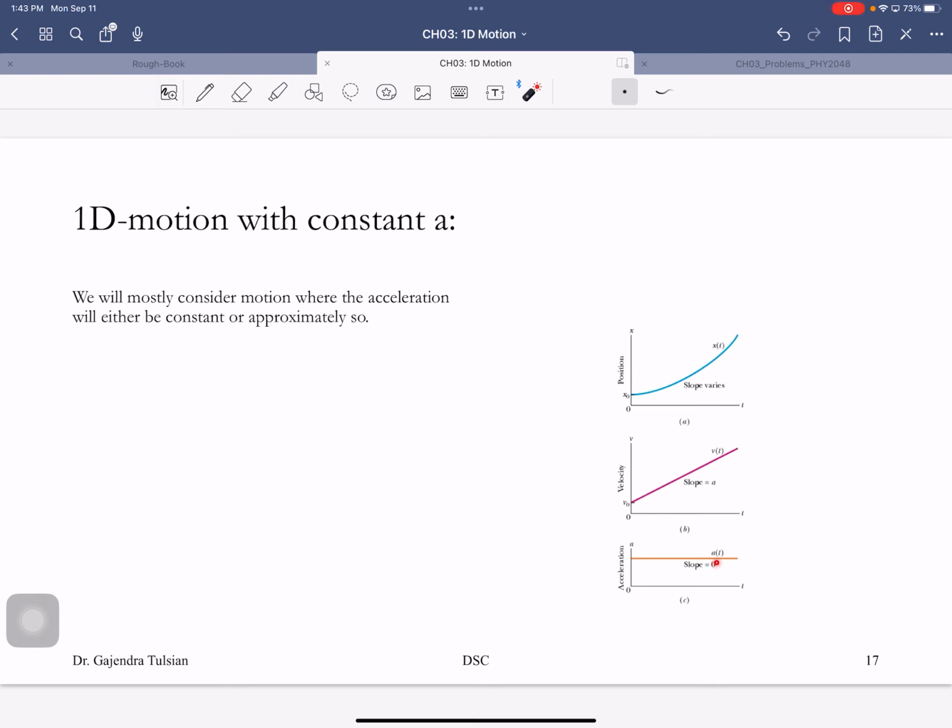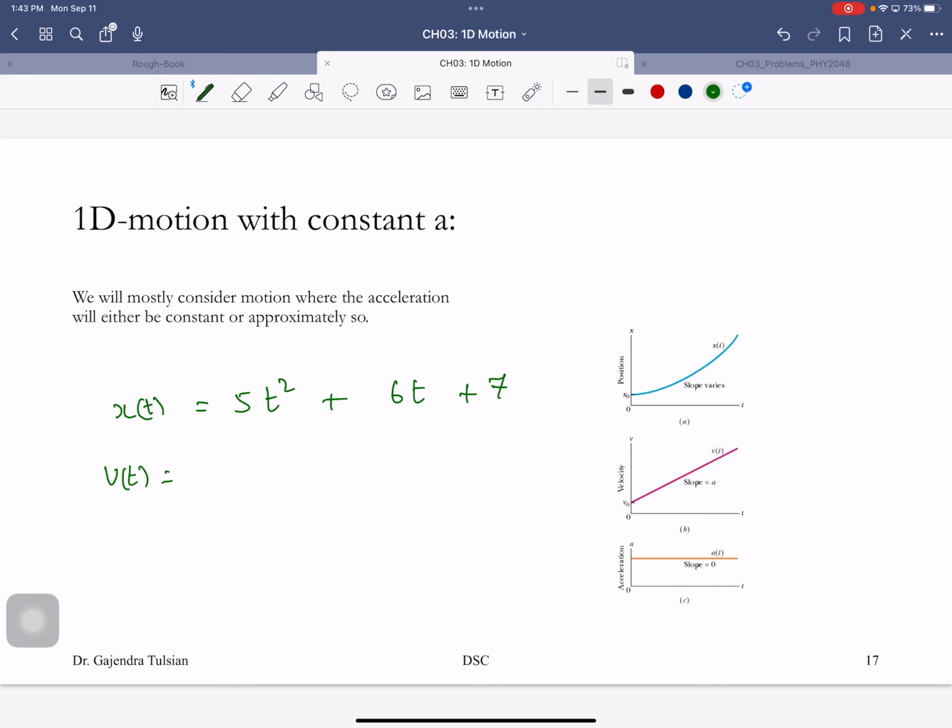So when acceleration is constant, velocity increases linearly, and position is a quadratic function of time. So let me show that to you. x(t) is 5t squared plus 6t plus 7. So what have I done? I have described a motion for you. Here position is a quadratic function of time.